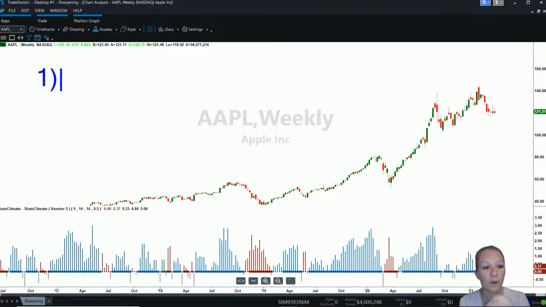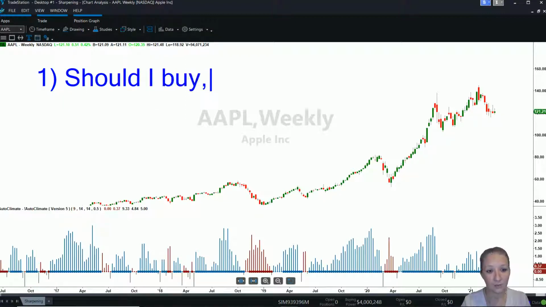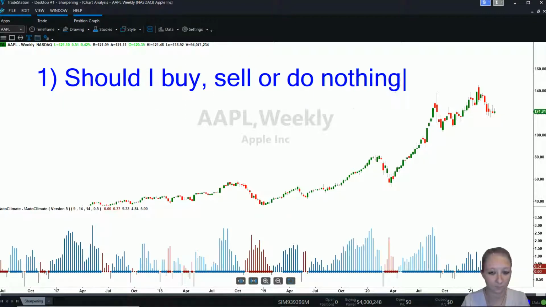And question number one, always when we trade, and it doesn't matter if you use this technology, use this methodology or anything else, Question 1 should always be, should I buy, sell, or do nothing? It's the first thing you should be answering. If you can't answer that question objectively, don't trade.